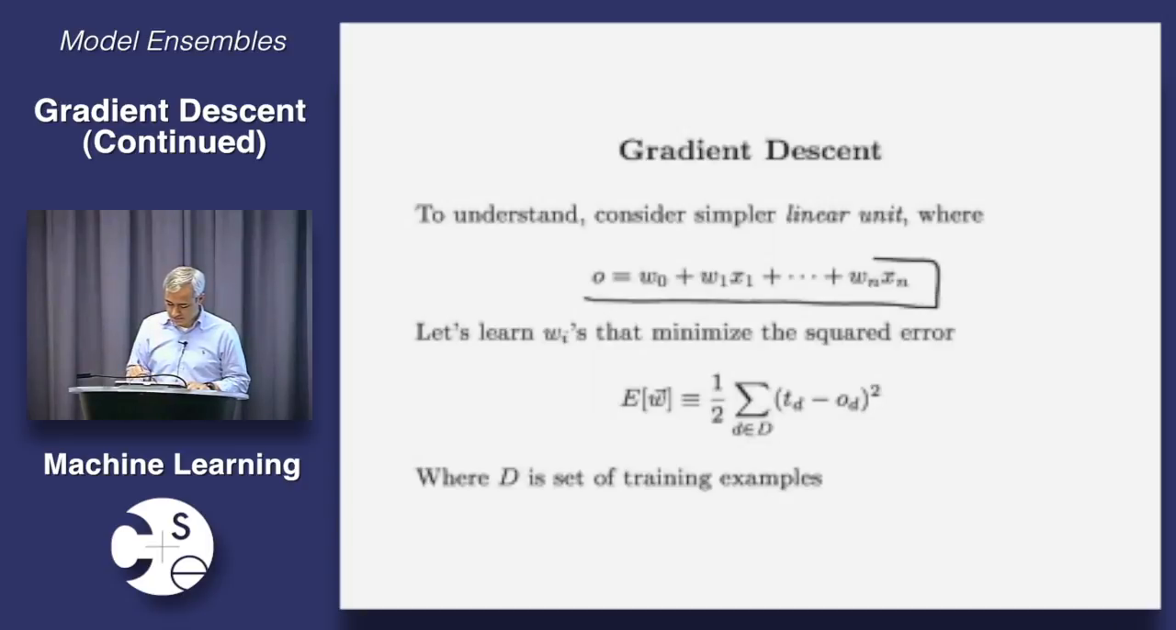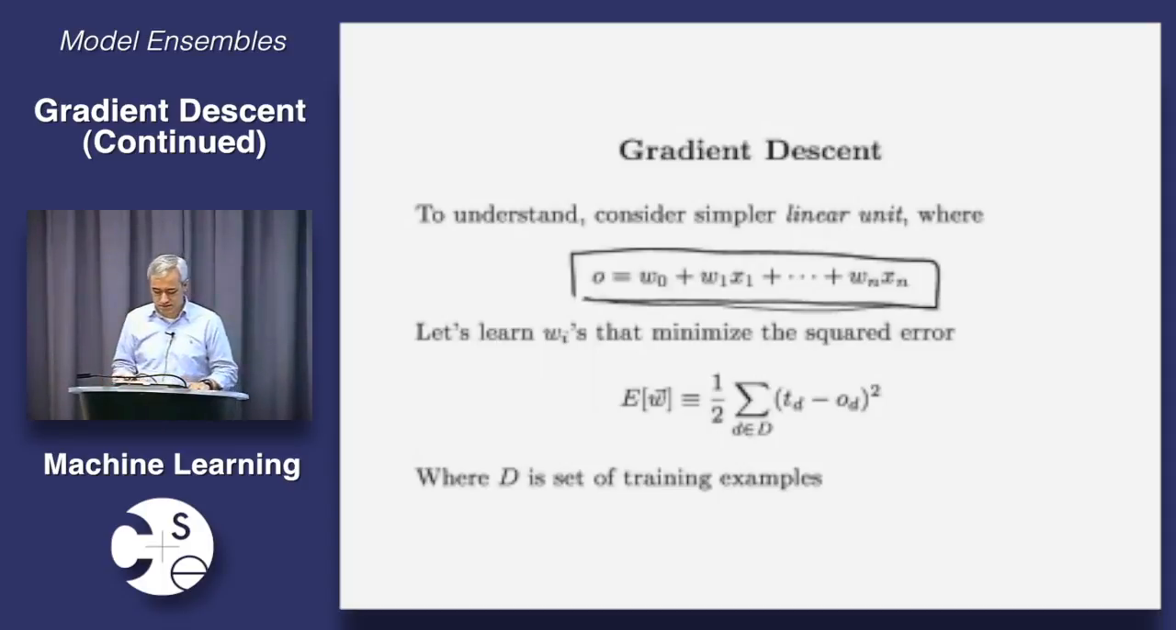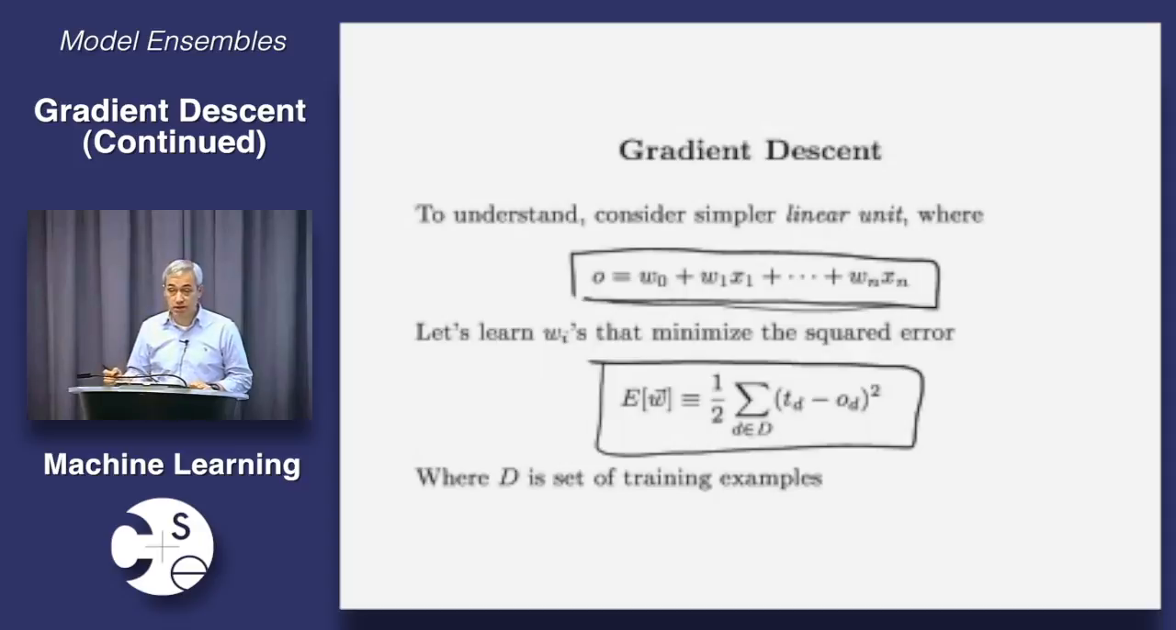Here's the model that we're trying to learn for the moment. Remember, a neuron is a linear combination of its inputs, a weight times each of the inputs, passed through a step function, but we took out the step function to make things simpler. And now all we have is a linear regression. The output is W0 plus W1 times X1, etc. And we want to learn the weights that minimize the sum of the squared errors.